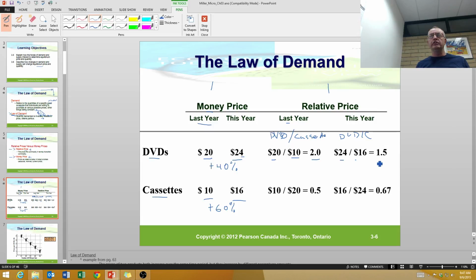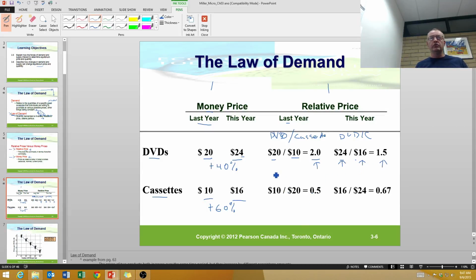So this year, for the amount of money that we can buy one DVD, we can buy 1.5 cassettes. So the price of DVDs has effectively declined in terms of cassettes. Last year it cost us 2 cassettes to buy one DVD, and this year it costs us 1.5 cassettes to buy one DVD. So the price of DVDs has declined relative to cassettes.